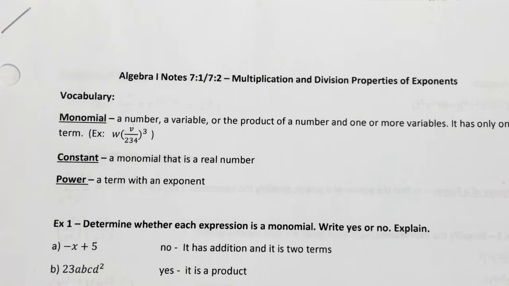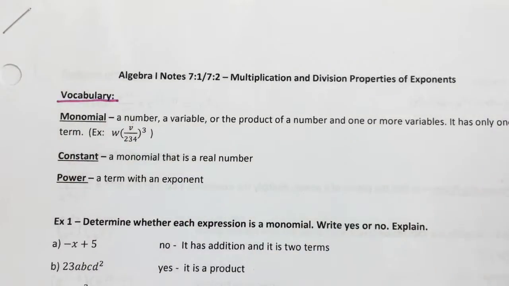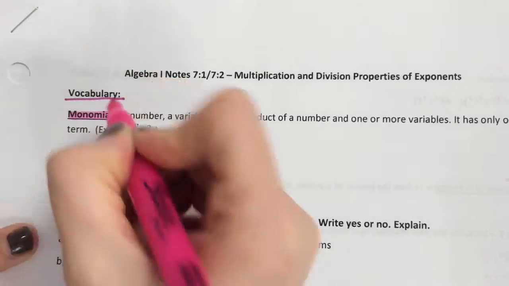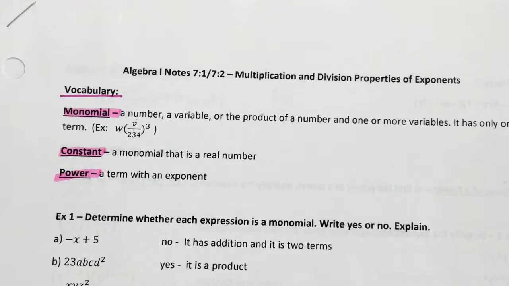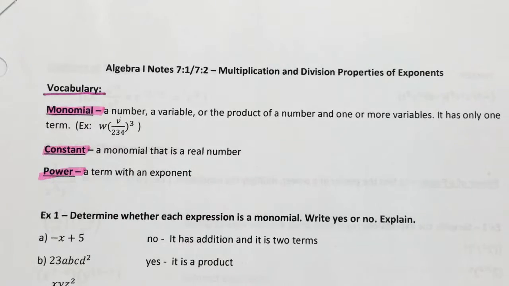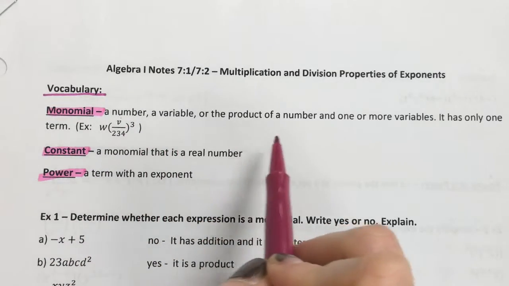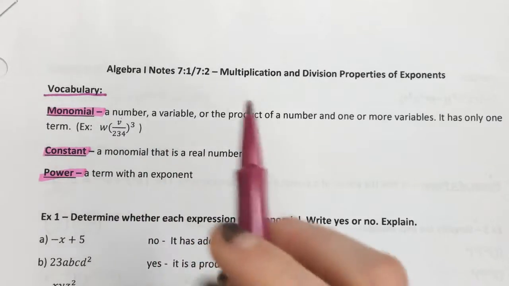Okay, so this section is all about multiplying and dividing exponents. The vocabulary that you need is these 3 words. This word monomial, it's like a term almost. It says a number, a variable, or the product of numbers and variables. So we're going to write some examples beside this.